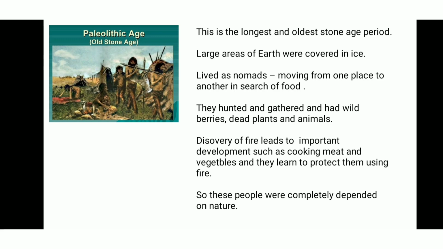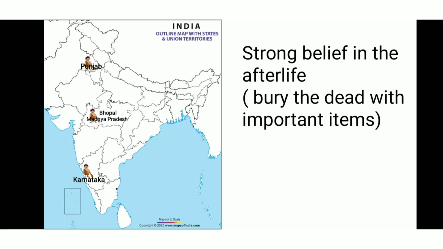Not only that, during this Paleolithic age, people discovered fire using stones. After that invention, people started to cook and eat. So they cooked meat and vegetables. Not only that, they also used fire to protect themselves from wild animals. The people who lived in that period, the Paleolithic period, entirely depended on nature.